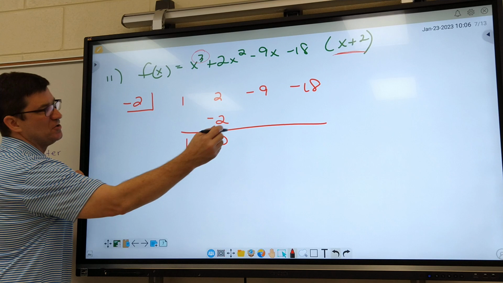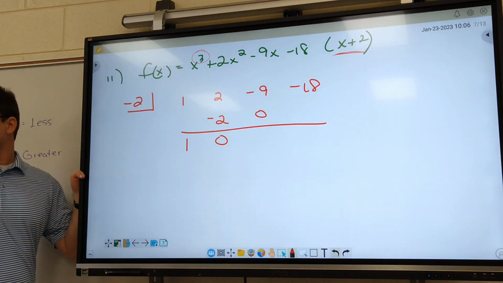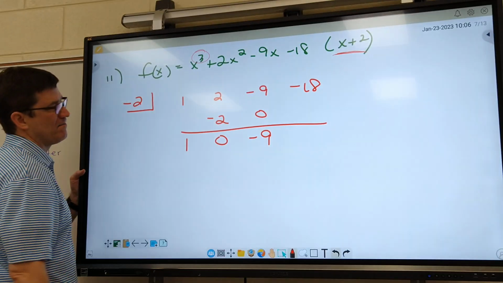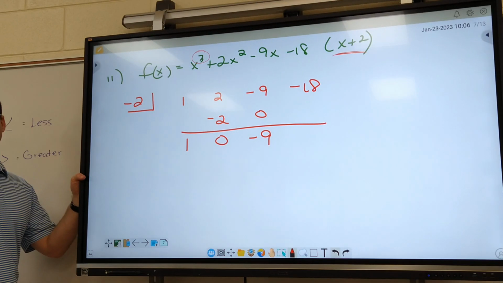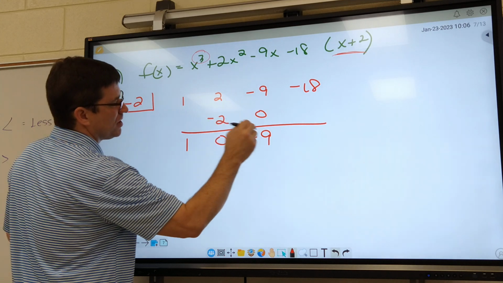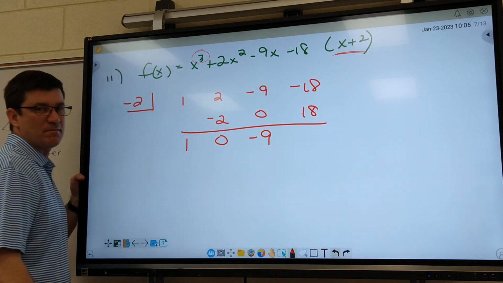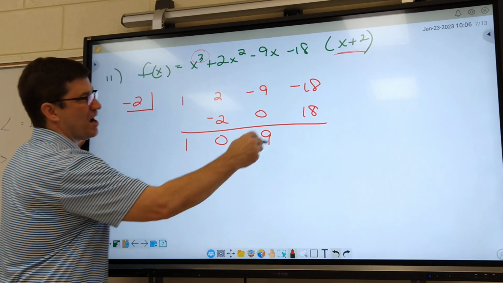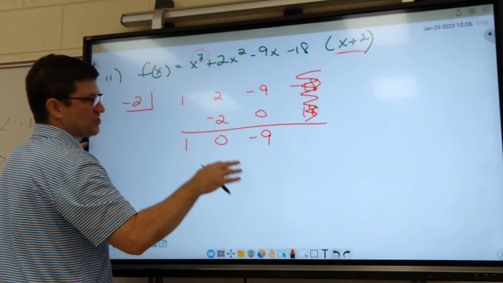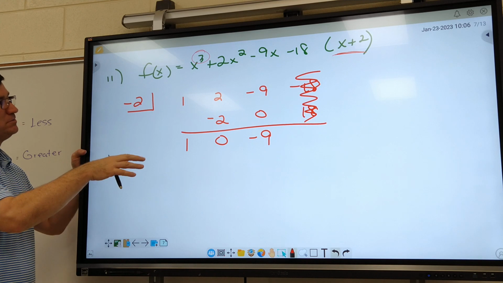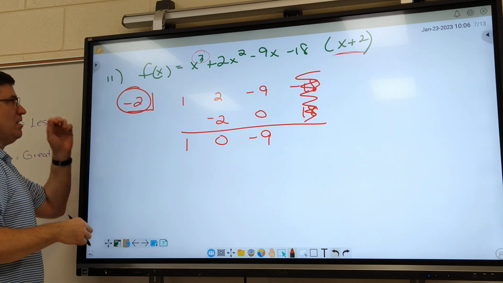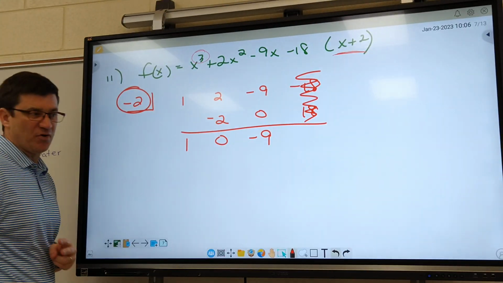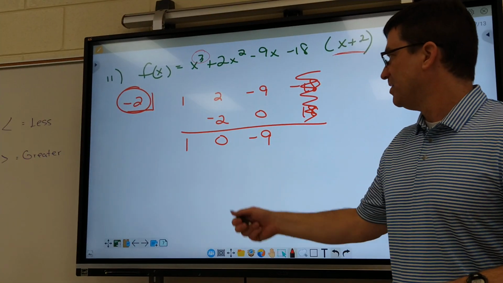Negative 2 times 0 is 0. Add them up, what do you get? Negative 9. Do it again. Negative 2 times negative 9 is 18. All right, so if you've done this right, your last column will always cancel out. So I know we're on the right track. This is my first answer. I got to find 3 answers. So I'm going to get my second answer and my third answer from these 3 numbers.